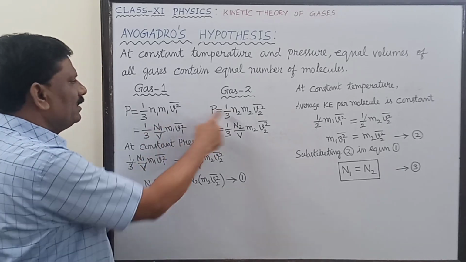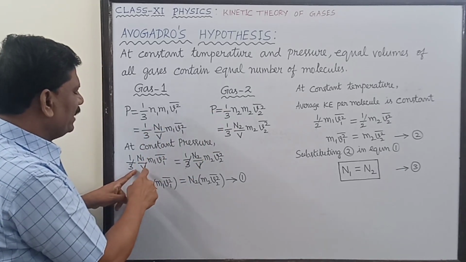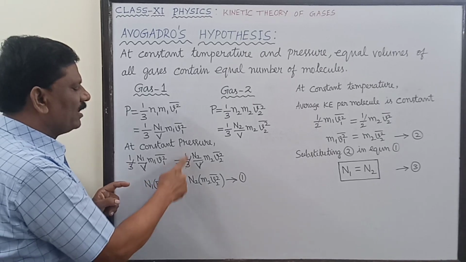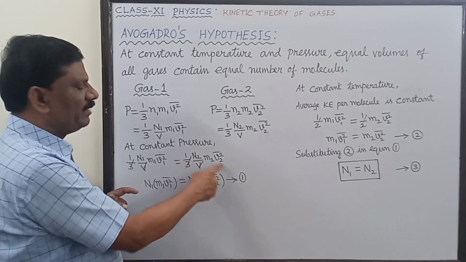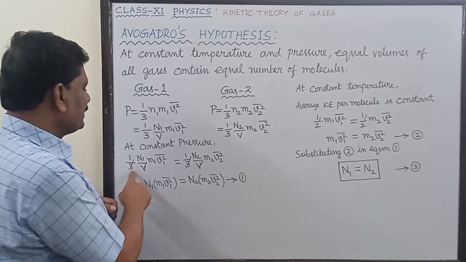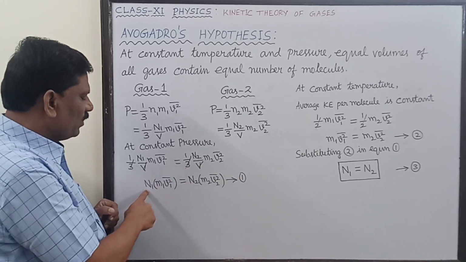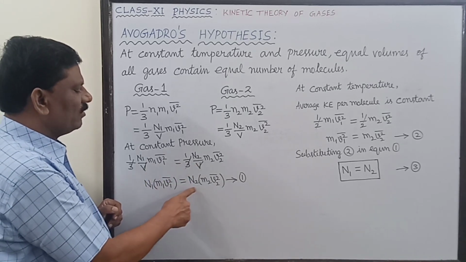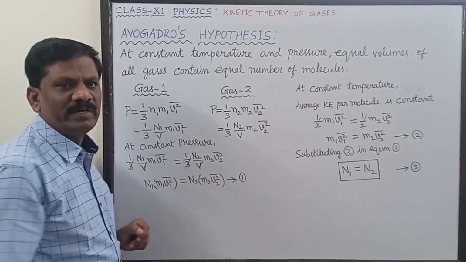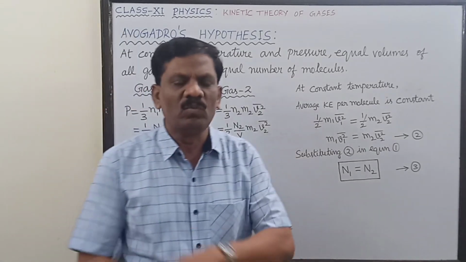So equating the pressures, 1 by 3 N1 by V m1 V1 square is equal to 1 by 3 N2 by V m2 V2 square bar. Cancelling 1 by 3 and V on both sides, I get N1 into m1 V1 square bar is equal to N2 into m2 V2 square bar. This is equation 1.